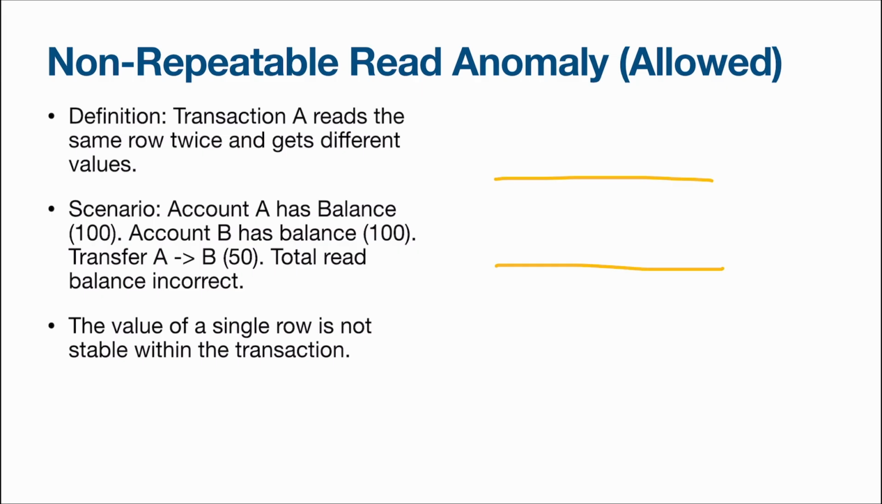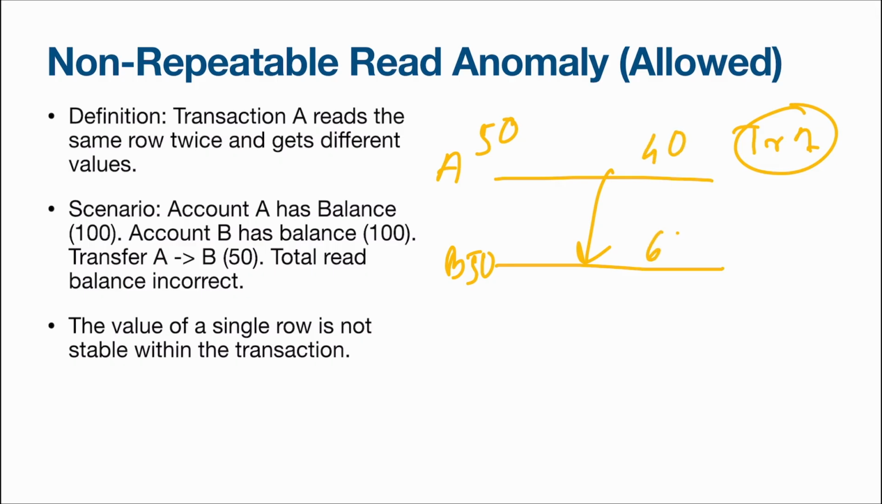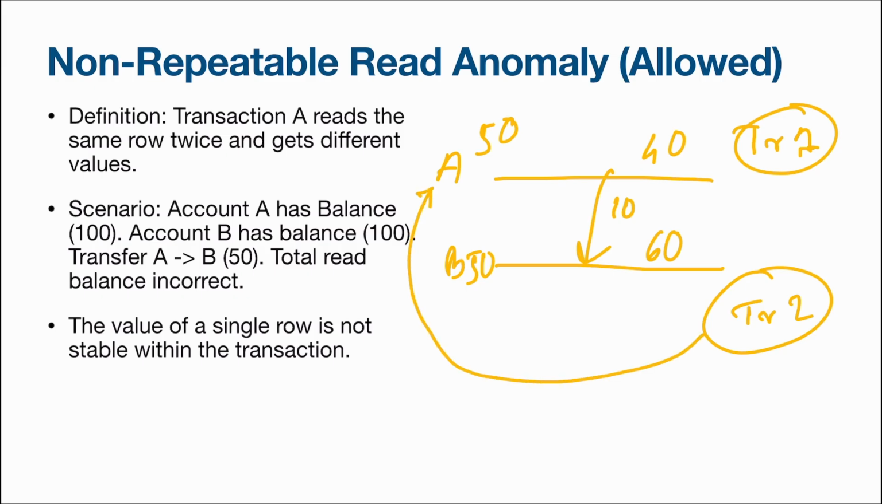let's say I have two transactions now. There is transaction 1 again, which transfers $10 from A to B. So let's say they have $50 each, and A and B can have 40 and 60 after the $10 transfer. And now another transaction 2 comes, and let's say transaction 2 only reads the values of both A and B at the same time. So when transaction 2 comes, first it reads the value of A, and it gets $50.